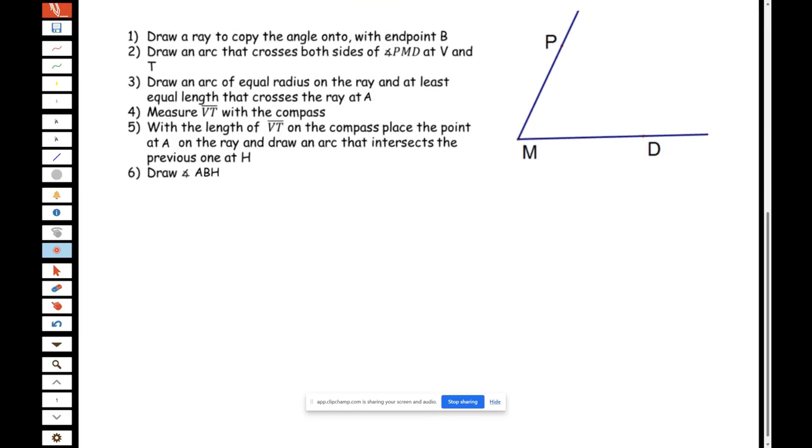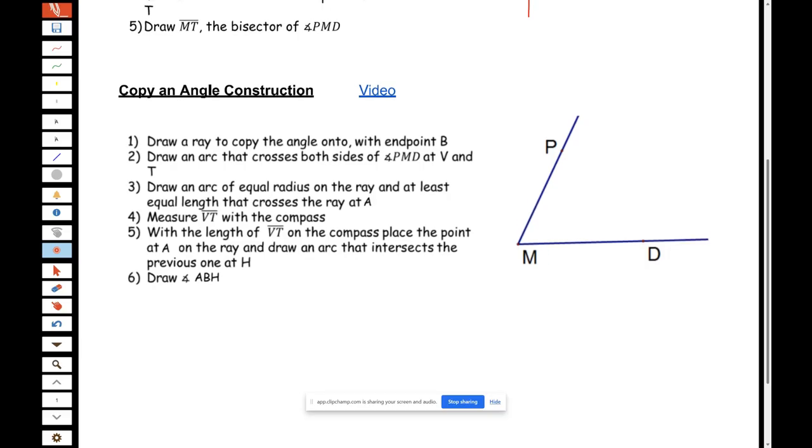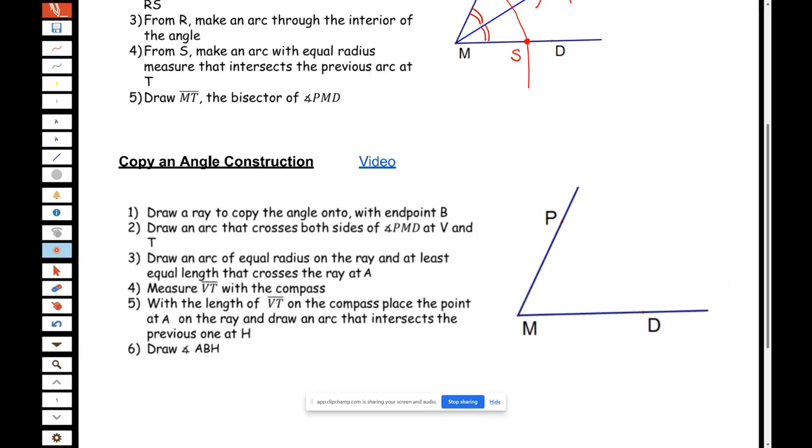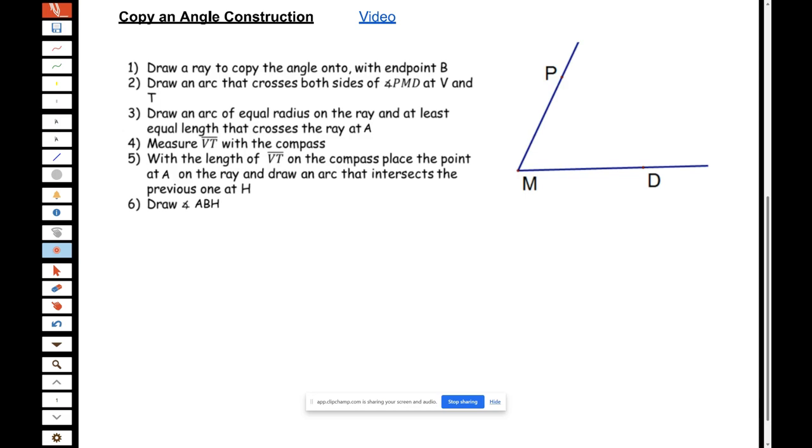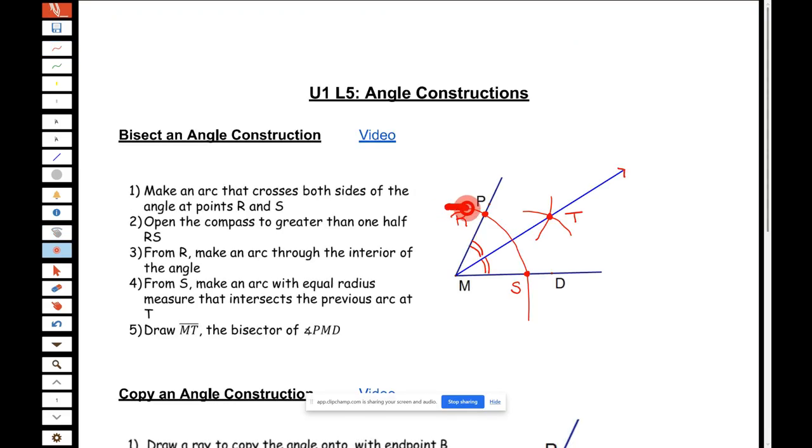Okay, the next construction we're going to do is copying an angle, which is only slightly more involved because you're making a whole new second angle. So we're going to start with a ray to copy our angle onto. I think I want to move it more down here. This ray, I'm going to call endpoint B for purposes of being able to follow these listed instructions. Draw a ray to copy the angle onto with endpoint B. And then the first part of the construction is the same as up here, where you made an arc that crosses both sides of the angle.